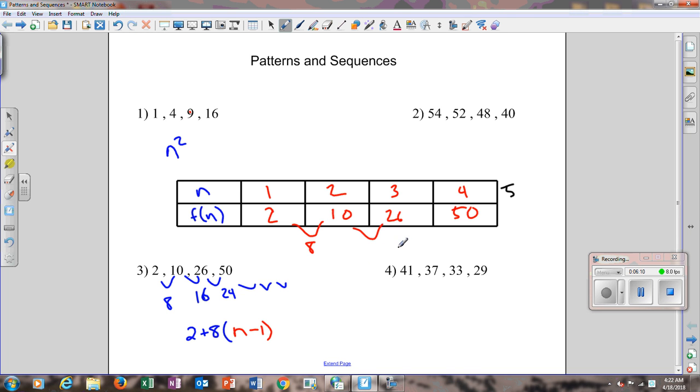It's not a perfect system, because we're still adding that to the previous term. So like it worked for 2 in the beginning, but it's really just going to be 2 plus 8 times n minus 1.